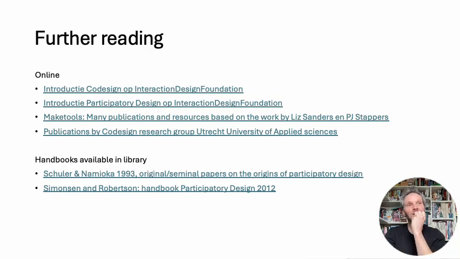So here's just a list of things to read. These websites are pretty easily accessible. For example, the Make Tools website is a nice one with many methods, things you can download as well, developed over the years by Liz Sanders and Pieter-Jan Stappers. Pieter-Jan Stappers is a professor, almost retired, I think now, in Delft, who is one of the people who really put co-design on the map, at least definitely also in the Netherlands.